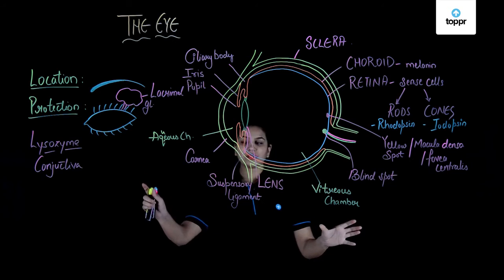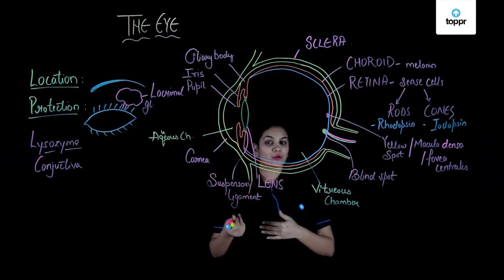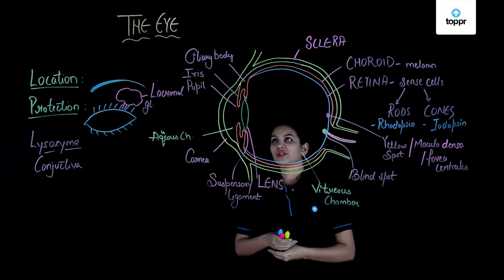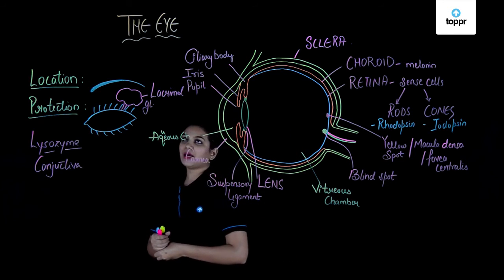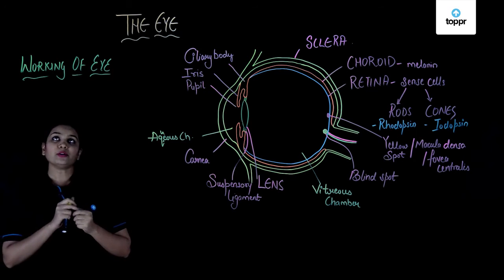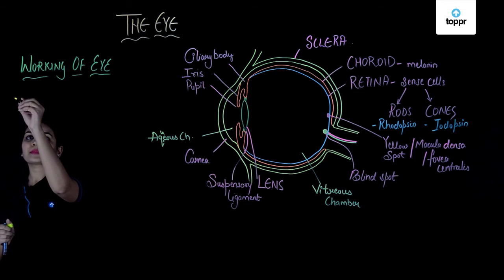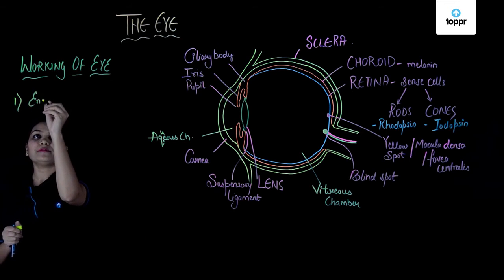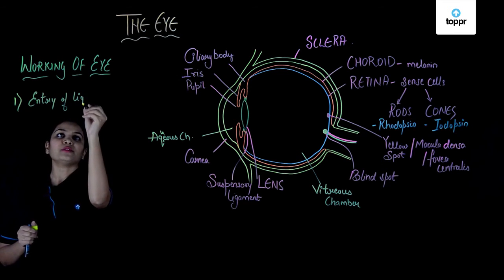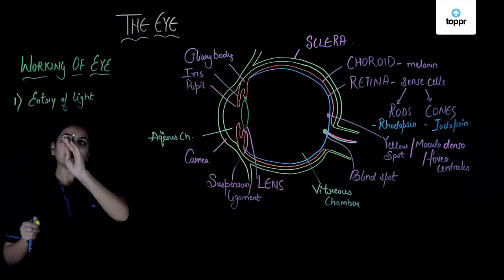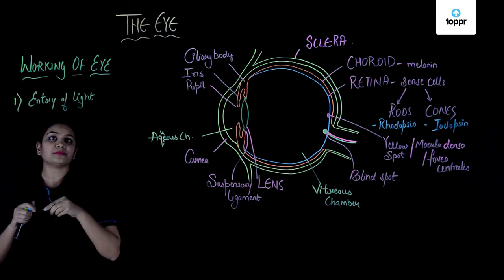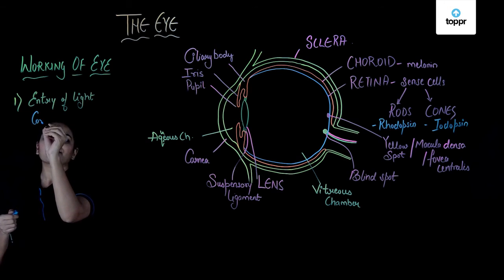So these are the two chambers. In the aqueous chamber, the aqueous fluid is filled. In the vitreous chamber, the vitreous fluid is filled. So now we have learned about the structure of the eye. Next we are going to see its working. In the working of the eye, we first see that there is the entry of light. So in the entry of light, what we notice is that the light firstly moves from the cornea, right?